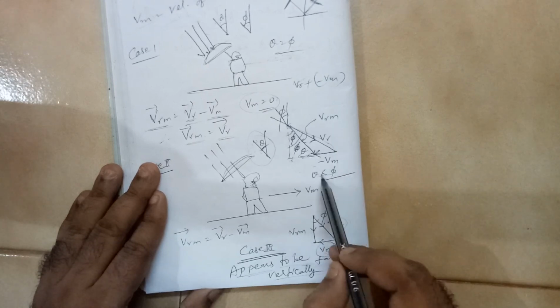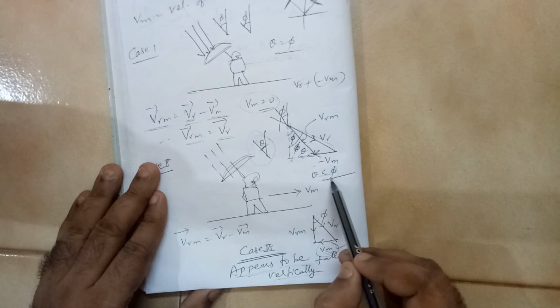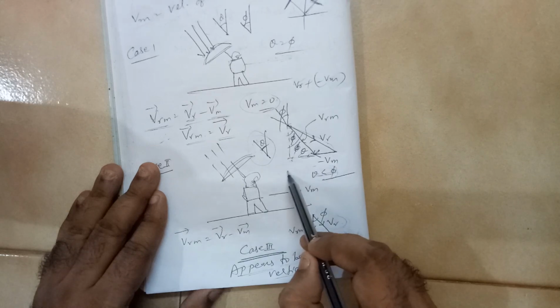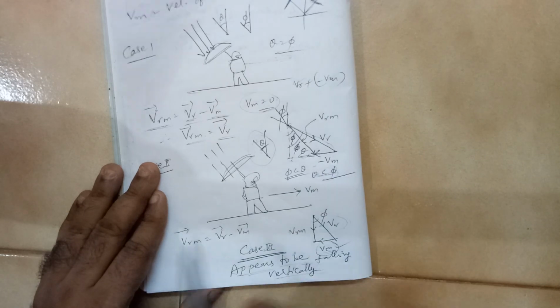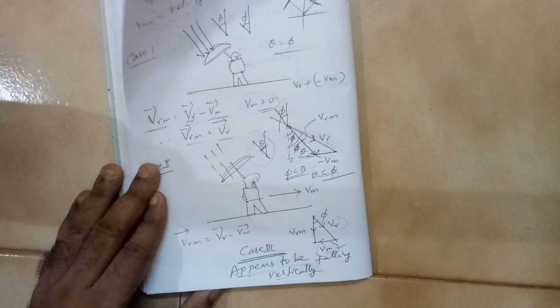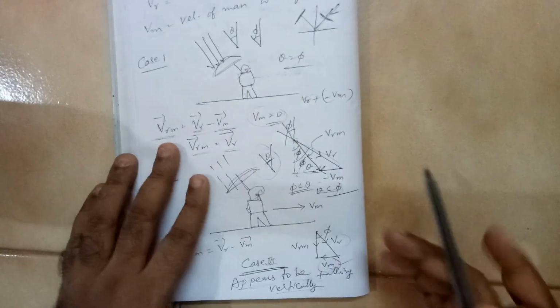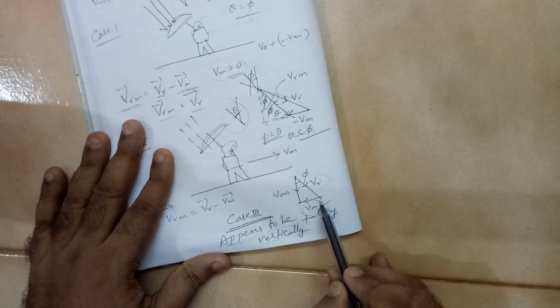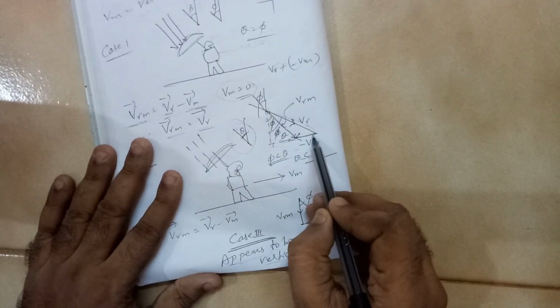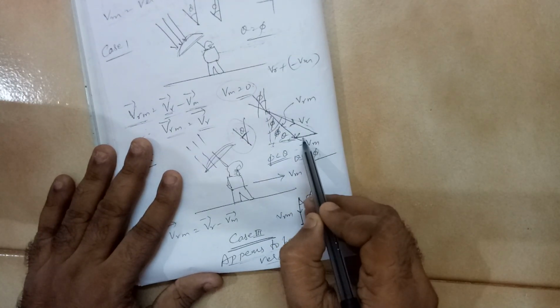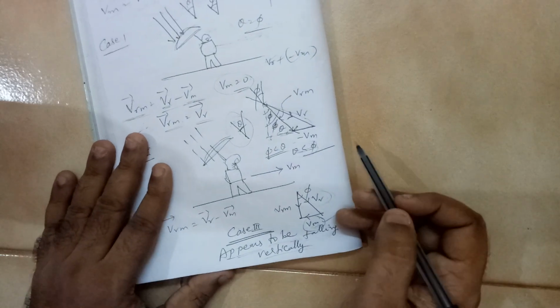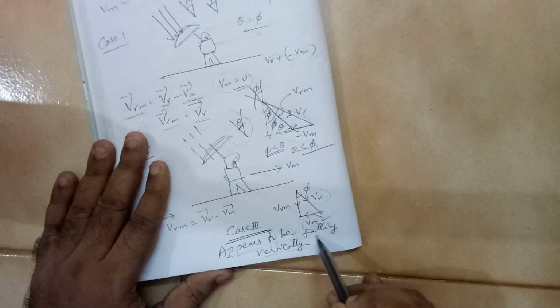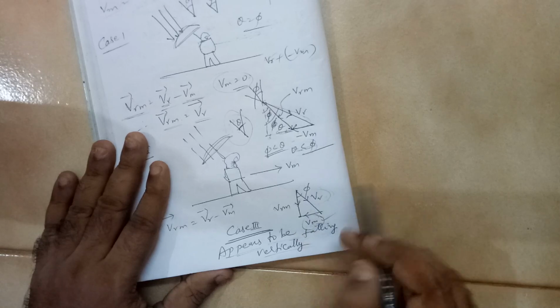So here, theta is less than phi. No, it is phi is less than theta. Okay, phi is less than theta. So if the speed of the man further increases, so we are saying that the man's speed is increasing, right? It increases to such a level that at a particular speed it appears that it is falling vertical.